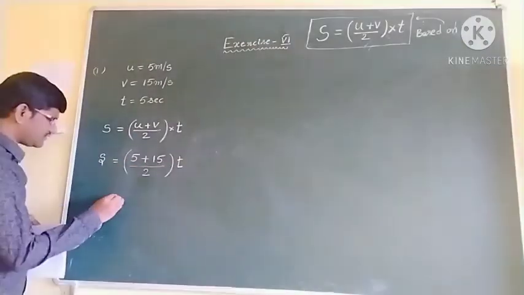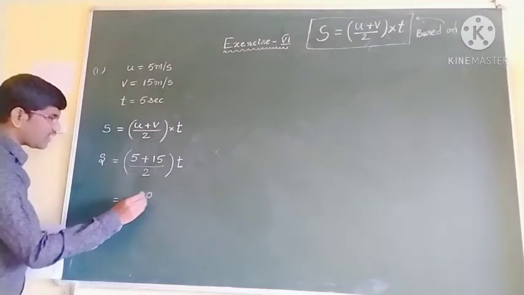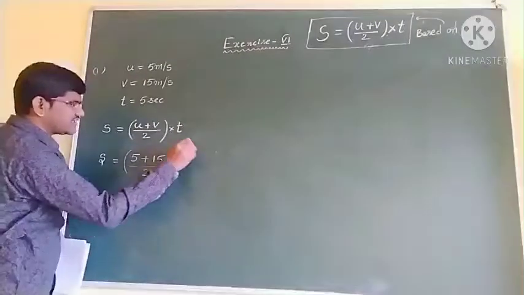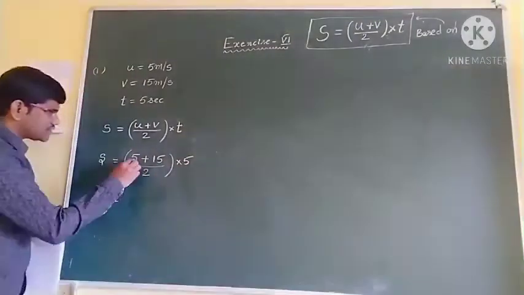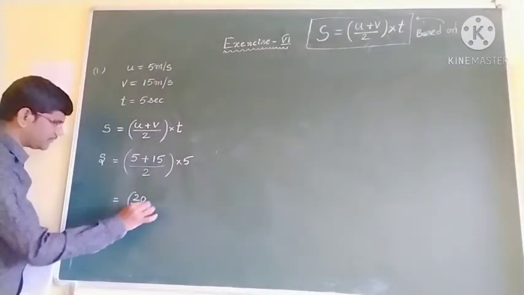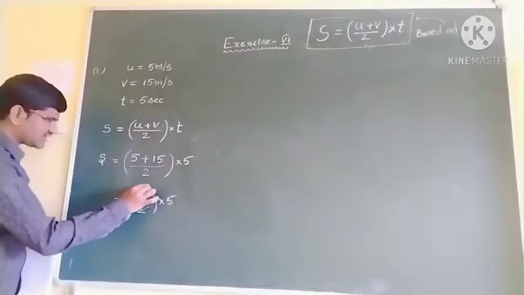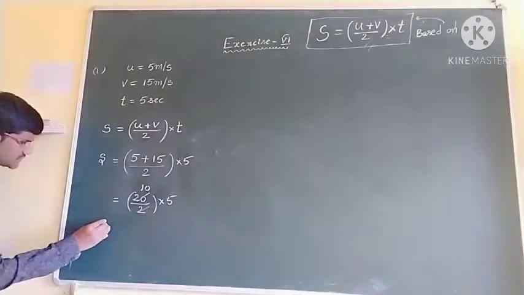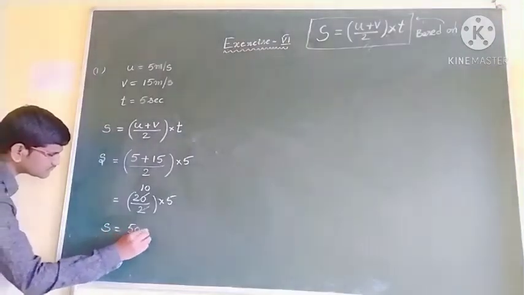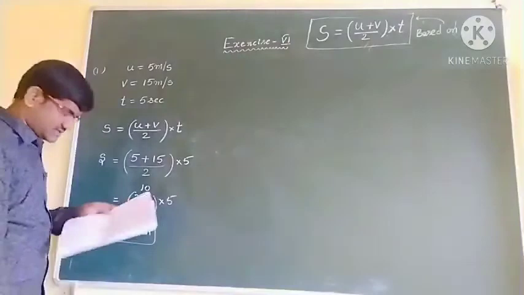Then 5 plus 15, what will you write, students? 20 by 2, and the time is given as 5 seconds. So 20 by 2 into 5. The 2 and the 20 cancel, giving 10 into 5. So the displacement we get is 50 meters. That is the answer.